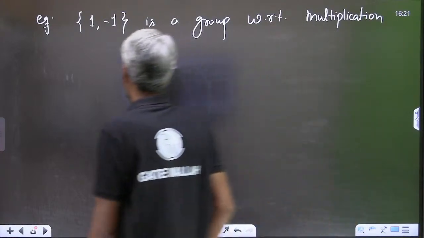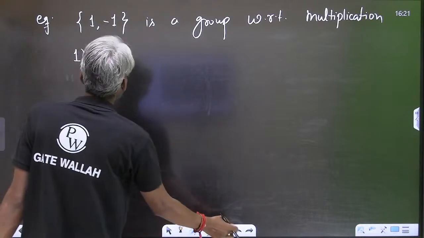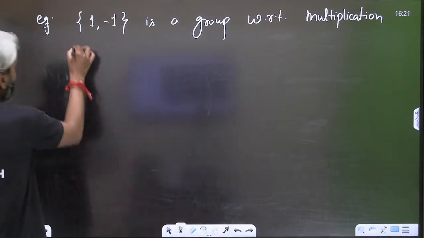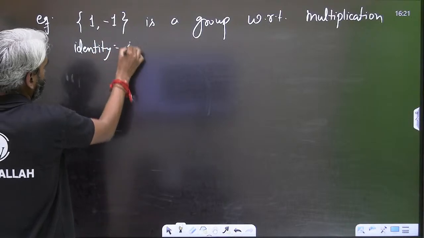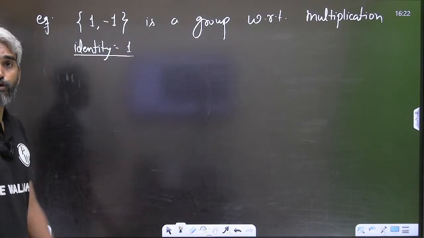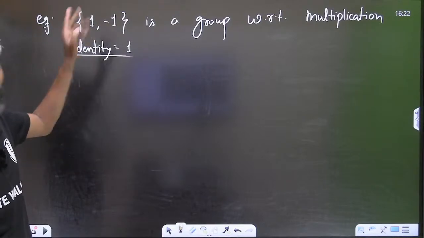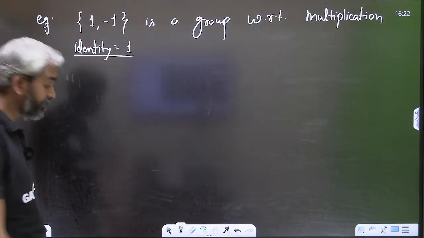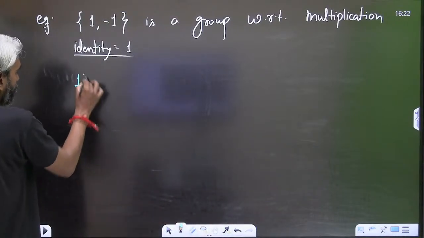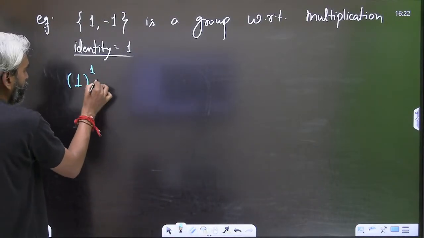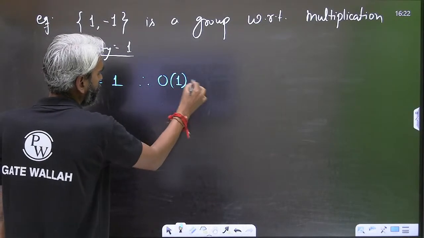With respect to multiplication, what do we know? Sir, what is the identity element of this set? The identity is equal to 1. So we need the least positive integer n such that a raised to the power n returns 1. So 1 raised to the power 1 itself returns 1. Therefore, the order of 1 will be 1.